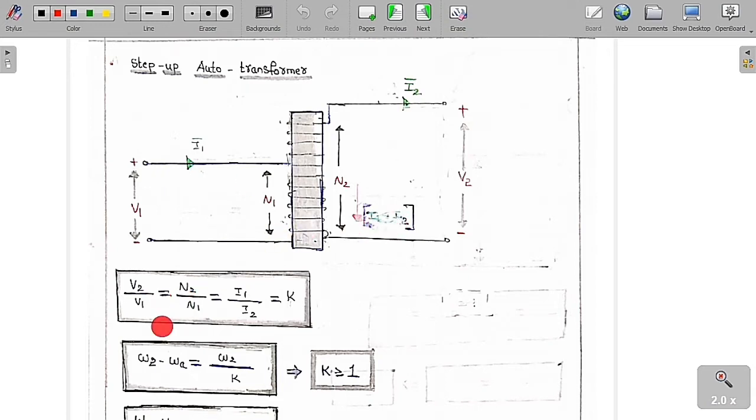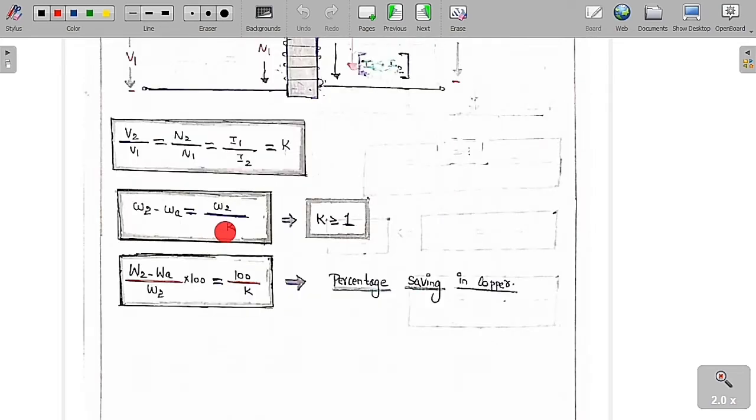So V2 by V1 is equal to N2 by N1 is equal to I1 by I2, and this is called the transformation ratio. Then you can see clearly here K is always greater than 1, because N2 is always greater than N1. So K is always greater than 1 here.